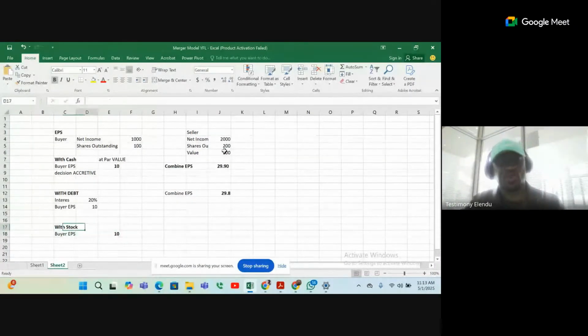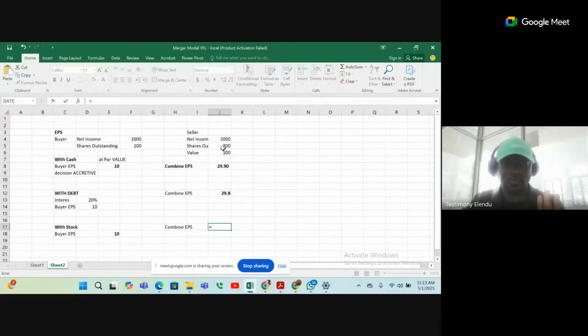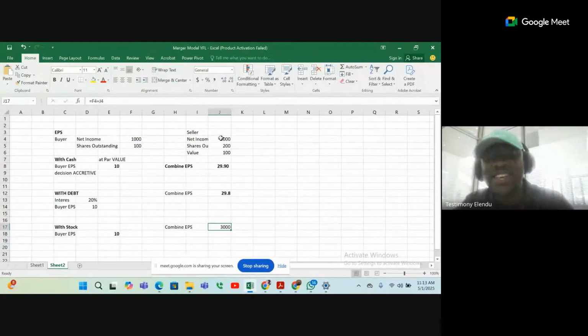We compare these to combined EPS. Our combined EPS now, we still go with our net income, the two net income, this plus this. Let's just stop there for now. And now, what happens? Remember, in this case, we did not use cash. We did not use debt. What we did was we issued our own stock.